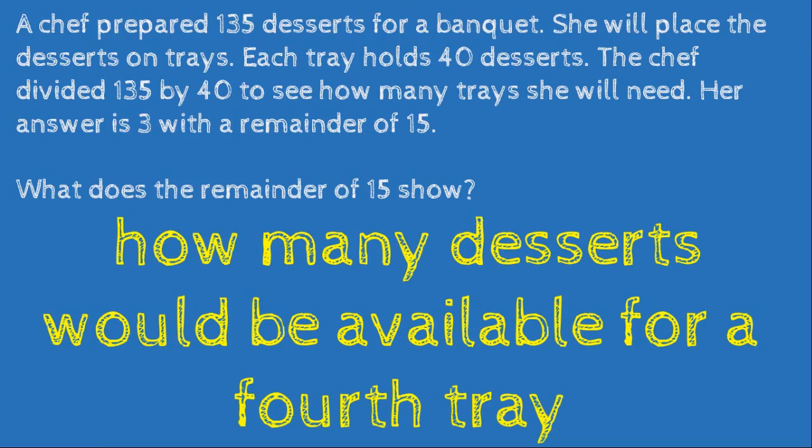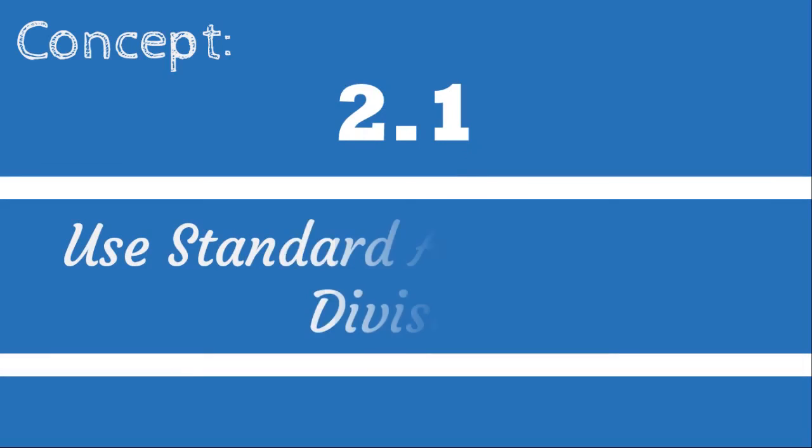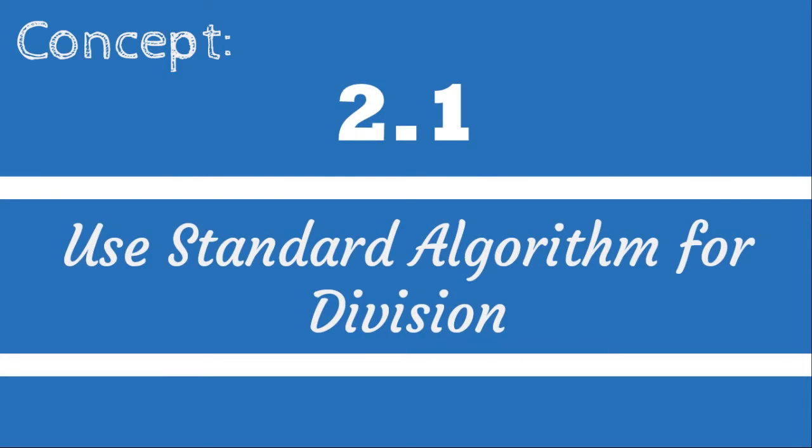So, since we've done all of these division problems, the remainder of 15 represents how many desserts would be available for a fourth tray. So we know that we're going to use 3 trays and we have a remainder of 15. So those 15 desserts would possibly fit into a fourth tray. And with that last example, we finish our concept 2.1, use the standard algorithm for division.